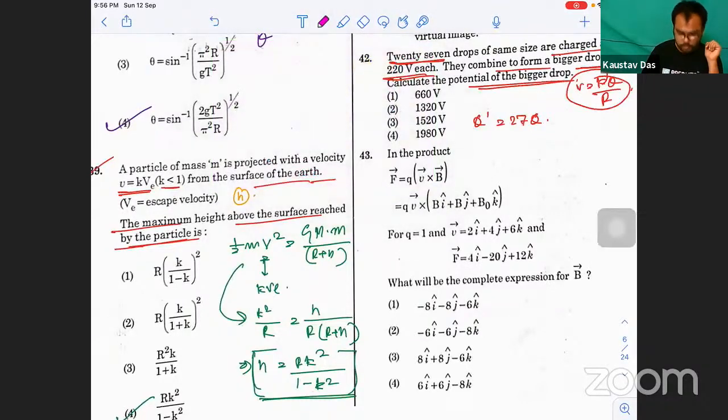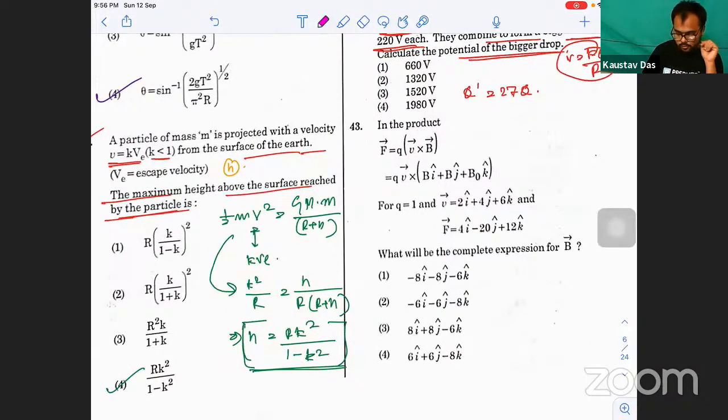Whenever they are combining, the radius is also going to change. And how is the radius going to change? The radius here is going to be 3 times if you calculate, because the volume of one, 4/3 pi r cubed, multiplied by 27, equals 4/3 pi capital R cubed. So if you calculate the value of R, it is going to be 3r, and we put the value of R as 3r and the value of Q dash as 27Q.